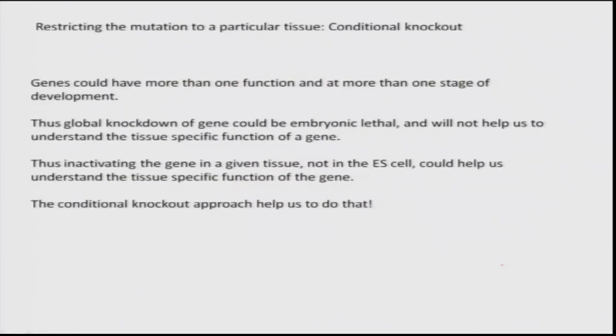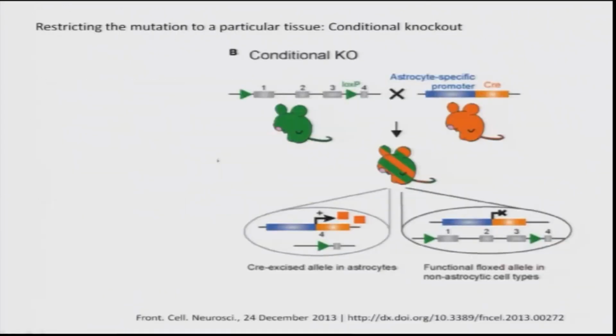But at times it could have a problem that when you knock out the gene the animal may die. So, you do what is called a conditional knockout, wherein you restrict the mutation to only certain tissues. That is something that we will discuss in the next class.